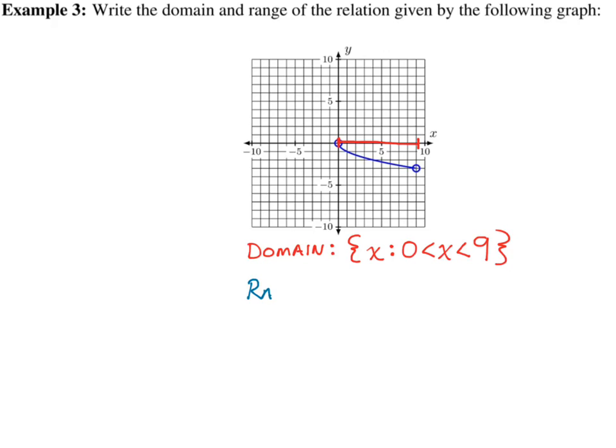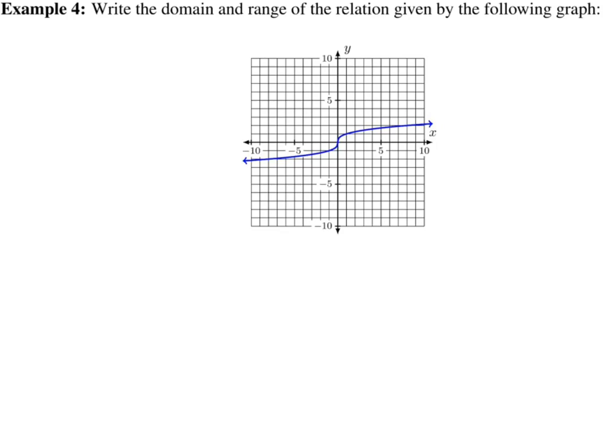Range, same kind of basic idea. Starting at 0, going down to -3, but again because of the open dots, y such that -3 less than y less than 0. All the numbers between -3 and 0, but not actually including -3 or 0. Again, this is because of the open dots. So anytime you see something with an open dot, you might want to come back and look at this example 3.